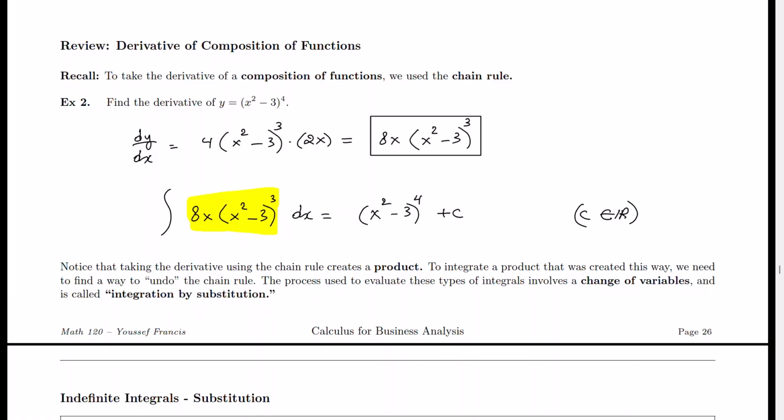So in other terms, if I have a derivative that involves a product that was created using the chain rule, and I want to undo that derivative, then I will need to use something called the integration by substitution method, which is this method that involves doing a change of variables.